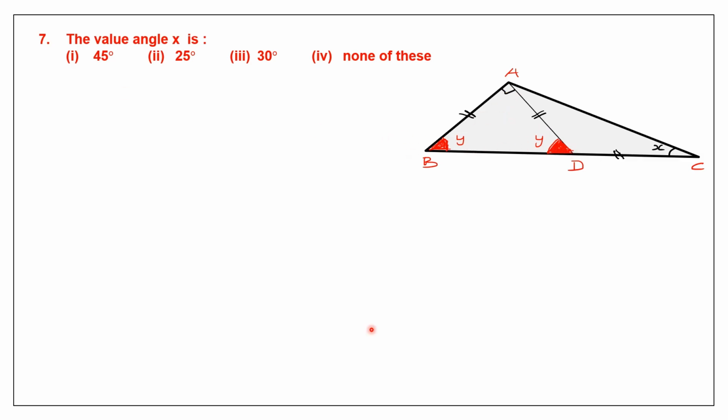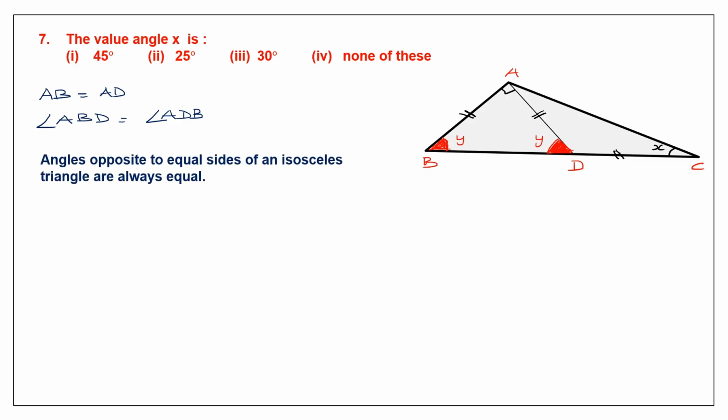So here we can say that AB is equal to AD. Therefore, angle ABD is equal to angle ADB. And what is the reason? Angles opposite to equal sides of an isosceles triangle are always equal. So now we know that they are equal. Now we know the value of this angle. As you can see, it is 90 degrees.